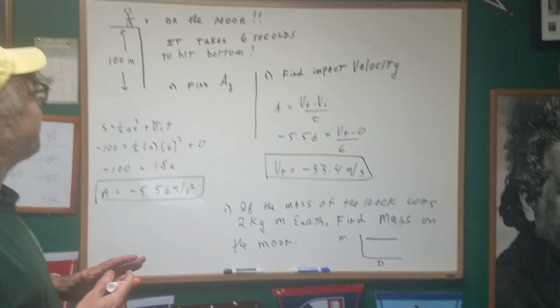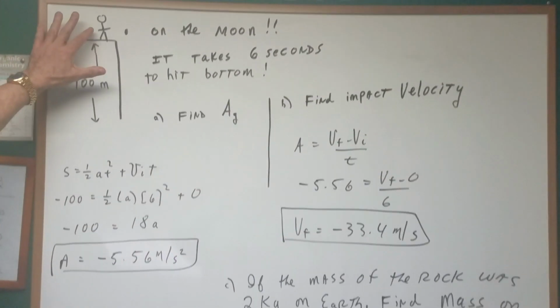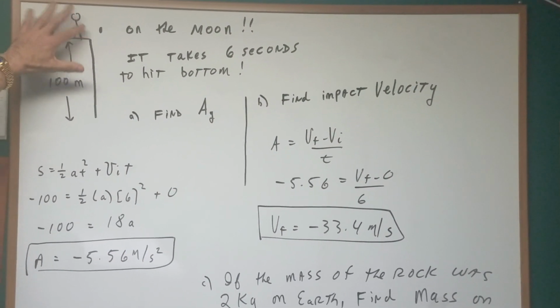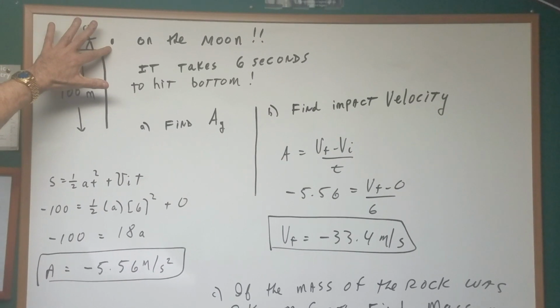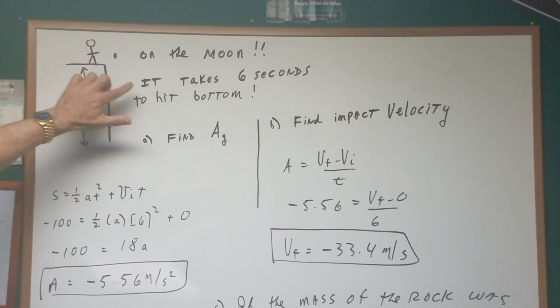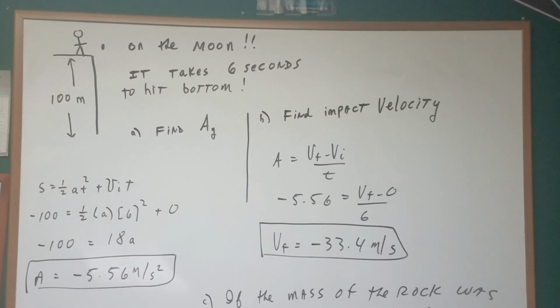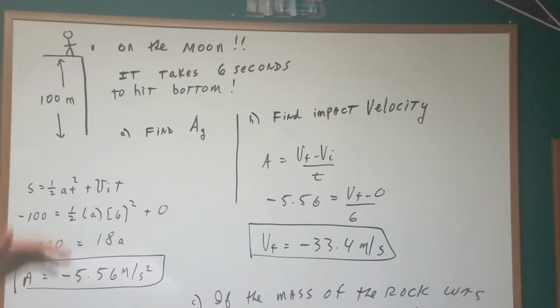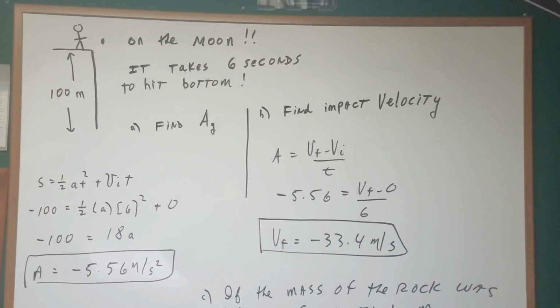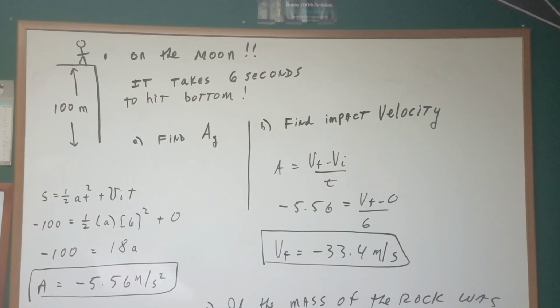We're going to take the moon, and we're going to have an astronaut at the top of a crater, and he's going to throw down a rock. And it's going to take 6 seconds to hit the bottom, and the distance from the top to the bottom of the crater is 100 meters. So I think you could draw a picture.